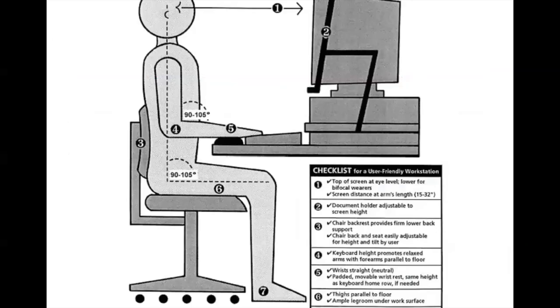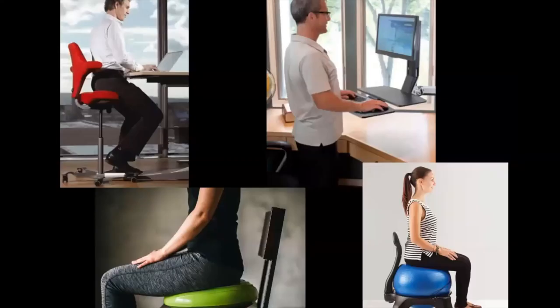So here's what it's supposed to look like, right? Put all that stuff together that we just went over. Right, a computer monitor is about eye level at the top of the monitor. Your elbows bent at 90 degrees. Your wrists are not flexed or bent. We have a little bit of gap between the knees and the seat. We have a 90 degree hip angle, feet flat on the floor, and we have a lumbar support.